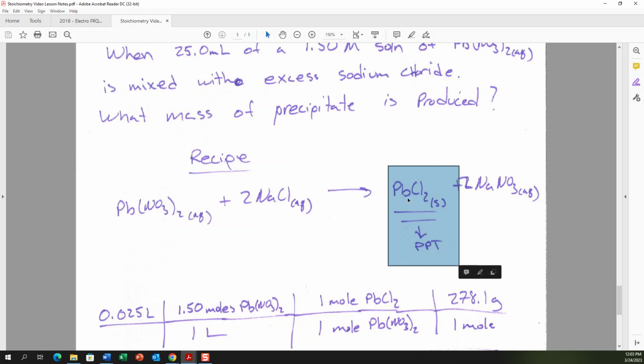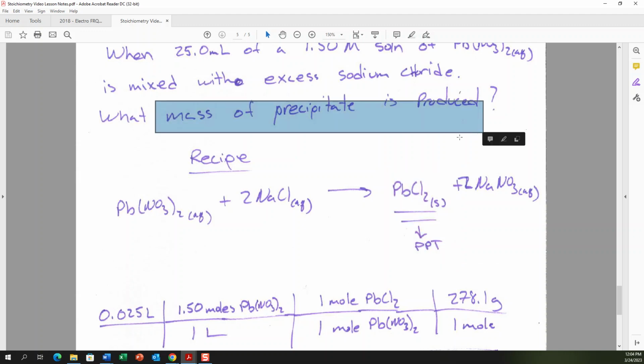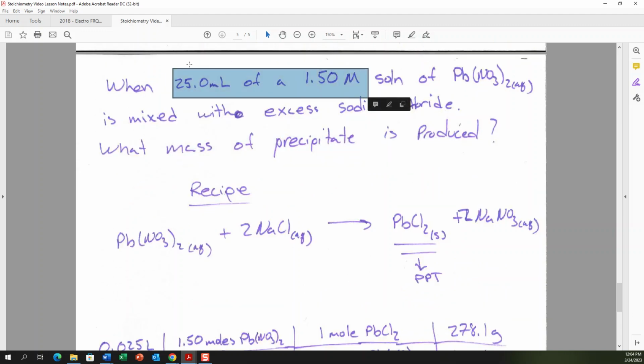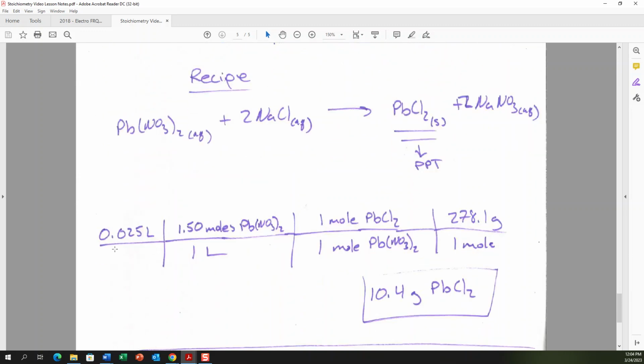Because if we know what the precipitate is, we can figure out the molar mass of the precipitate, and we're going to need that because we want to know what mass of precipitate was produced, right? So step 2, take given and convert it to moles. Well, when I'm given a volume and a molarity, you do liters times molarity gives you moles, right? So this is what that looks like.